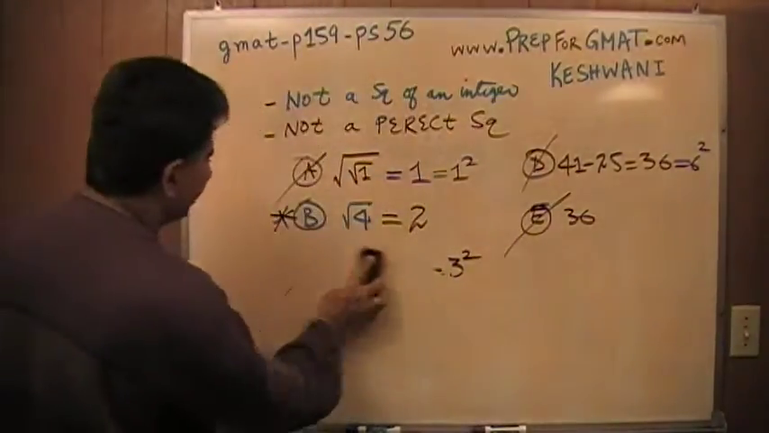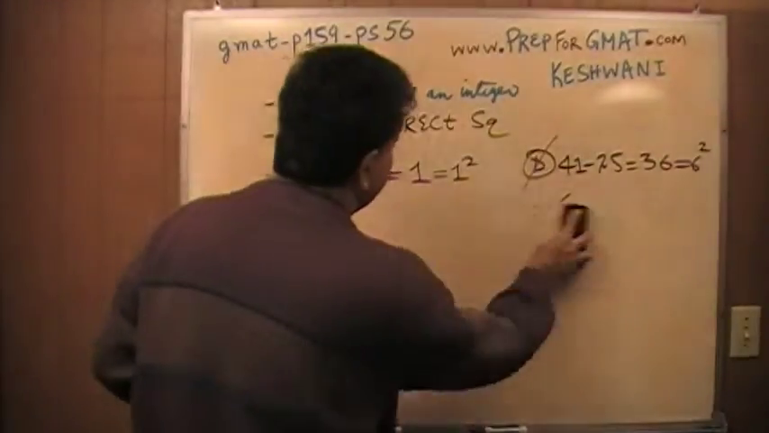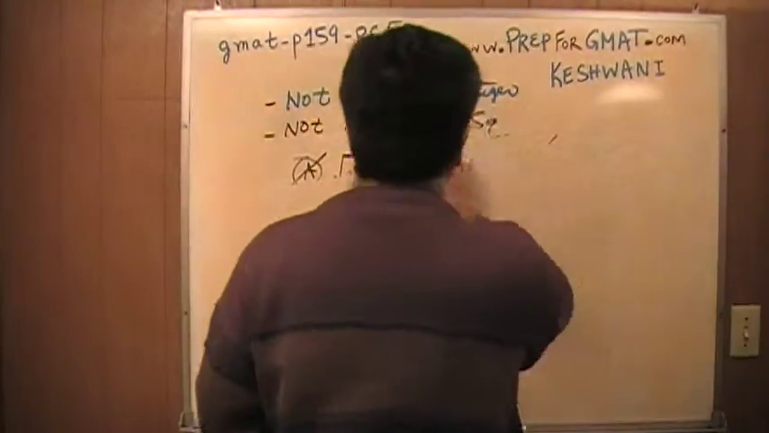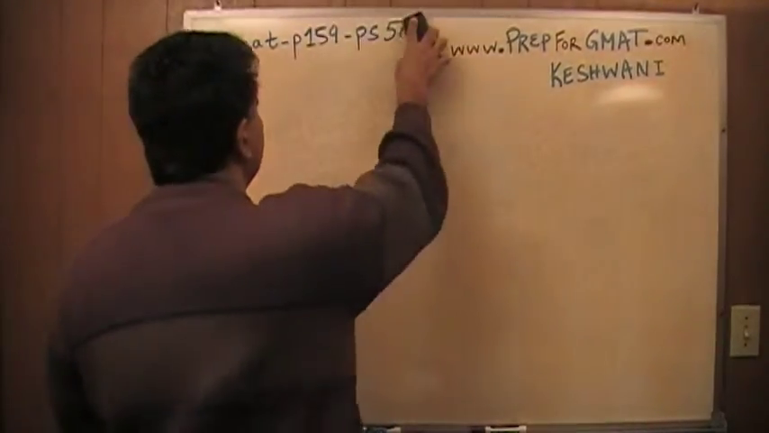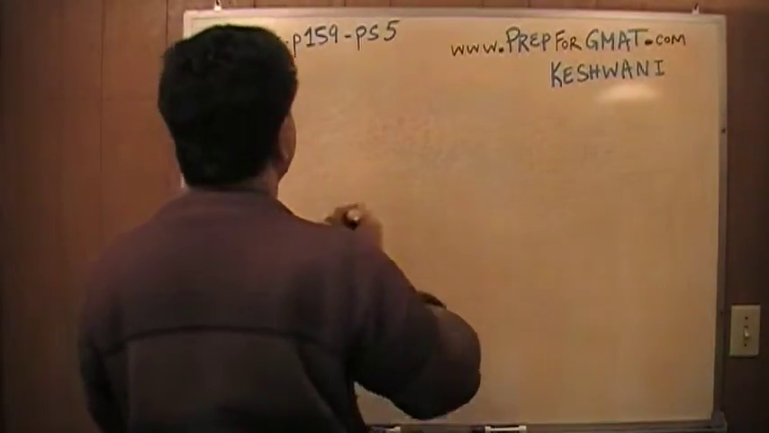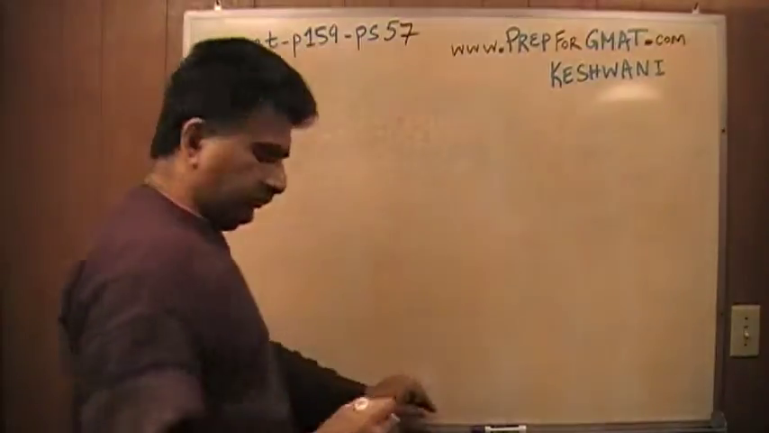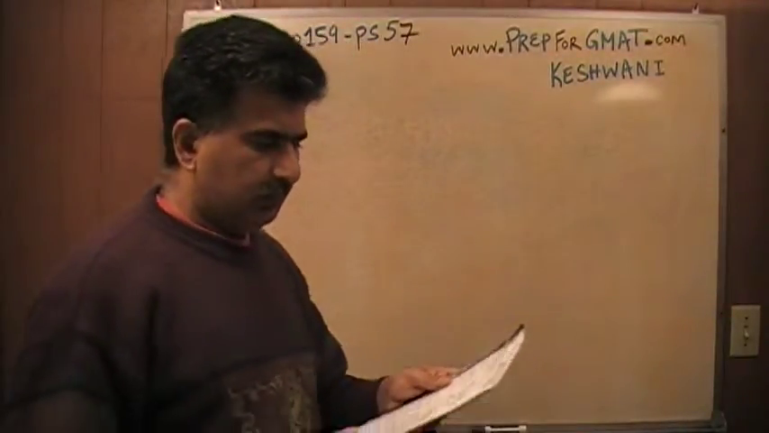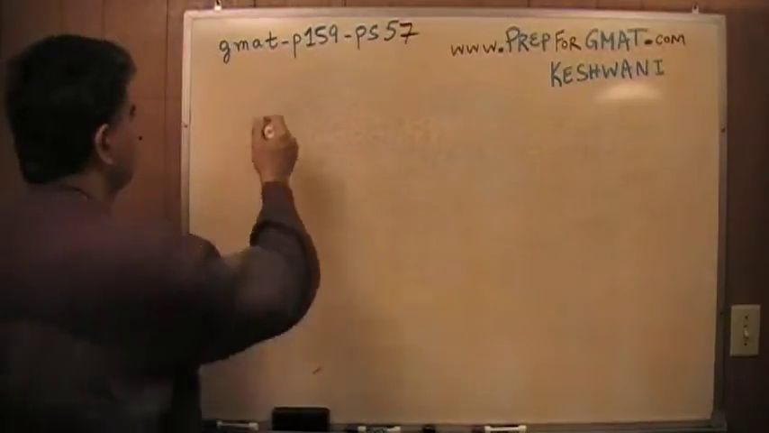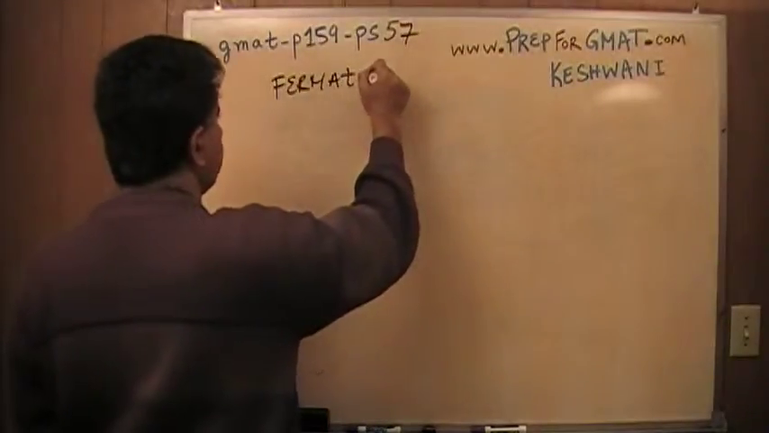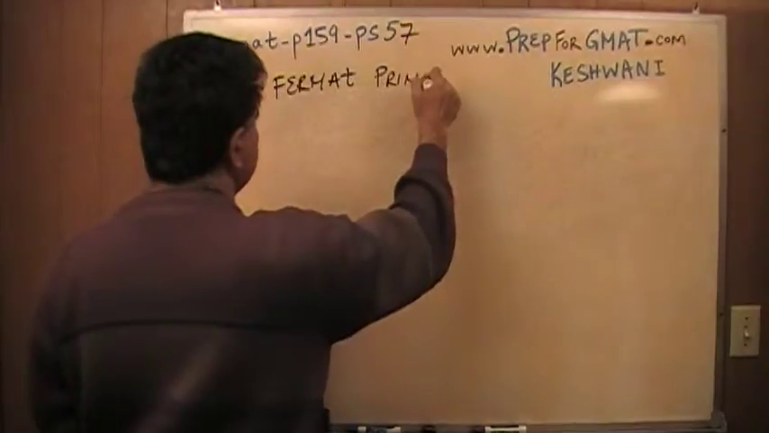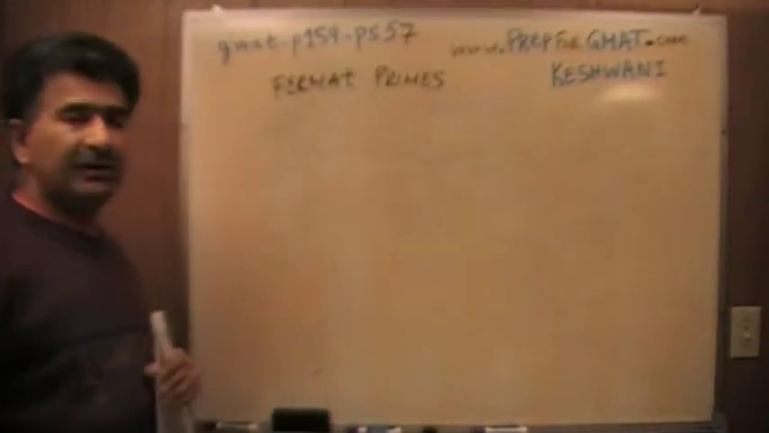Let's move on then to the next problem, number 57. The Fermat prime. These are a special kind of prime numbers.